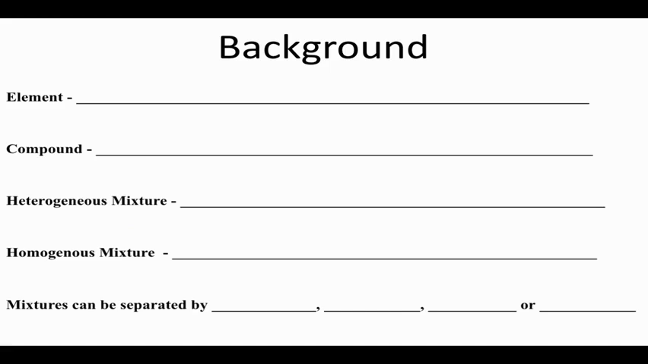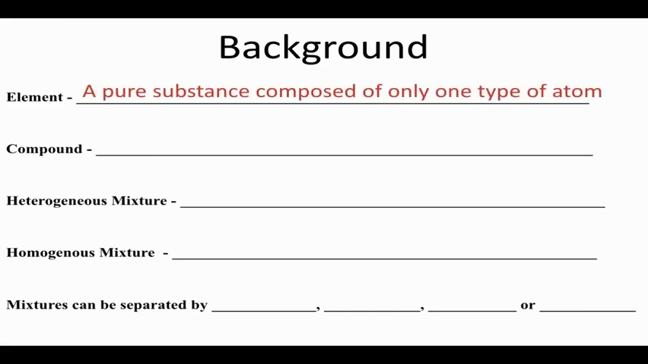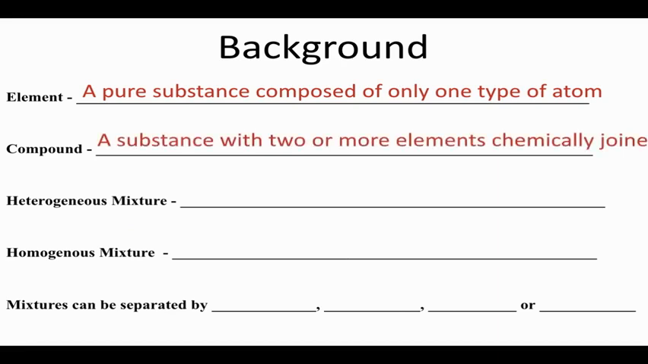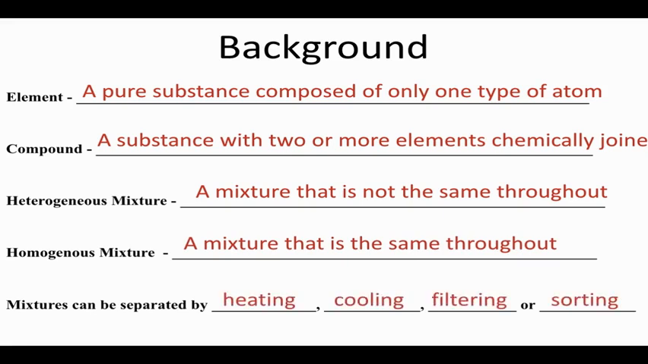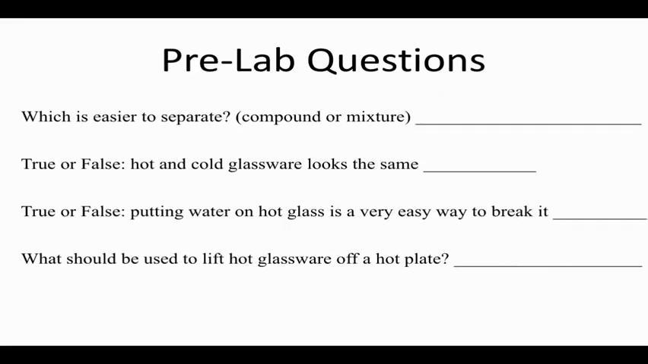Welcome back. In review, an element is a pure substance composed of only one type of atom. A compound is a substance with 2 or more elements that are chemically joined. A heterogeneous mixture is a mixture that is not the same throughout. A homogeneous mixture is a mixture that is the same throughout. And the 4 ways in which we can separate a mixture is by heating, cooling, filtering, or sorting.